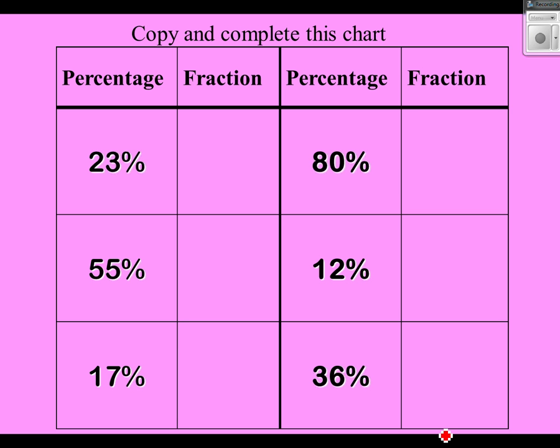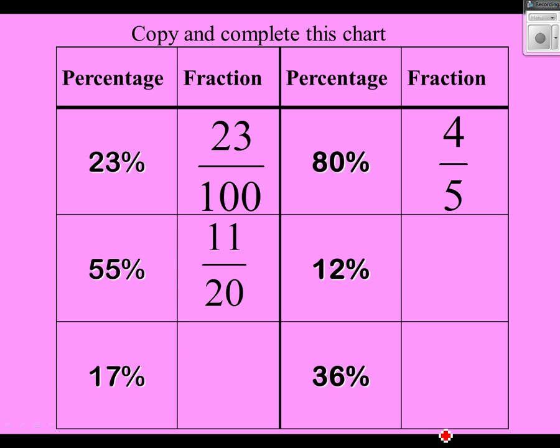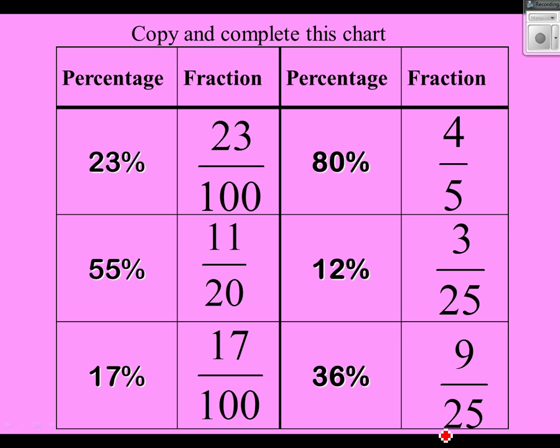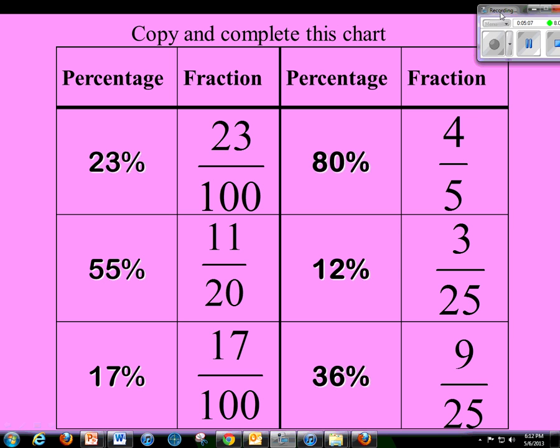Okay, if you are done with these, let's check our work. 23% is 23 hundredths. That one does not reduce. 80% is 4/5. 55% is 55 hundredths, which reduces to 11/20ths. 12% is 12 hundredths, which reduces by 4, and you get 3/25ths. 17% is 17/100ths, and 36% divides by 4, giving you 9/25. So that's how you change a percent into a fraction. Not too difficult, pretty simple stuff.